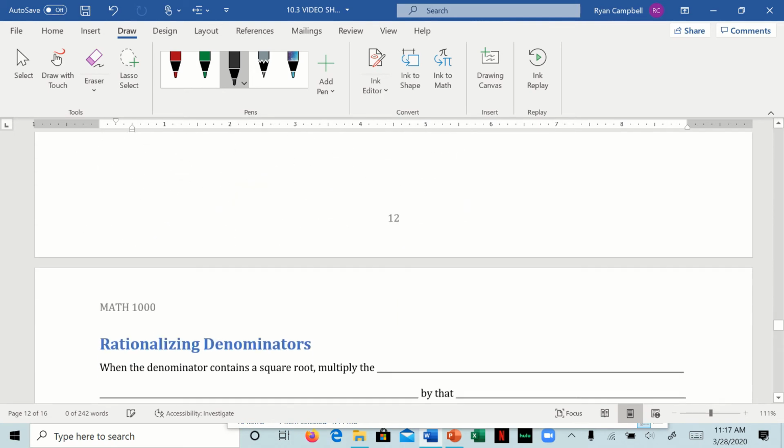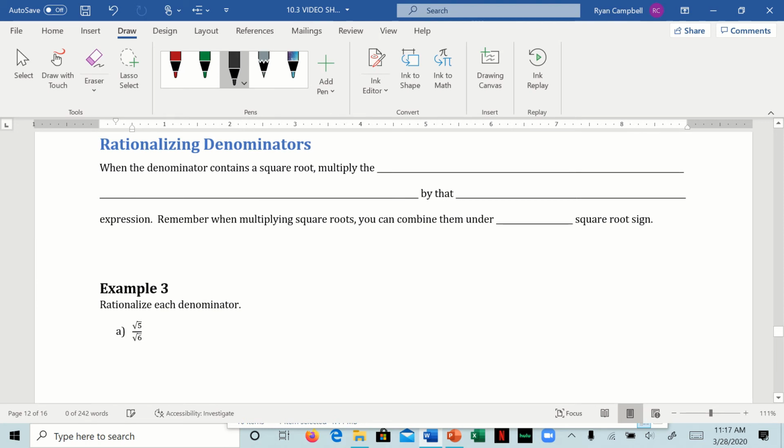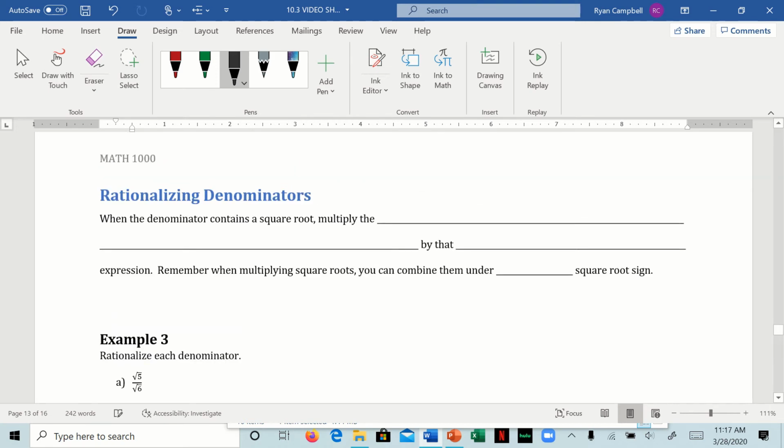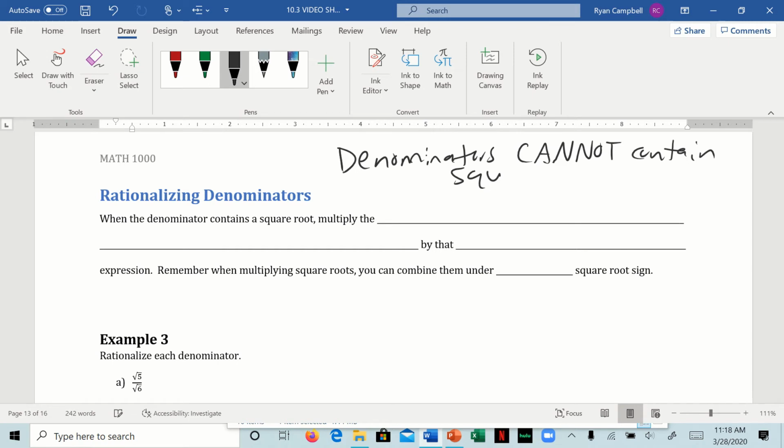All right. Last topic, and then we'll be done with this lesson. So when a denominator contains a square root, that's not great. So we need to make sure that denominators never contain square roots. So denominators cannot contain square roots. Right? So it's just something that we don't do in math.